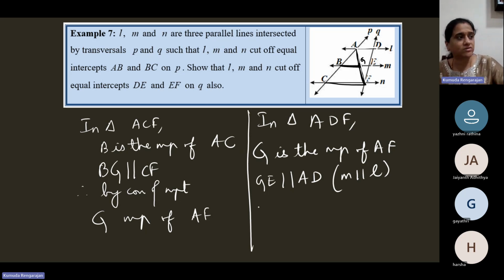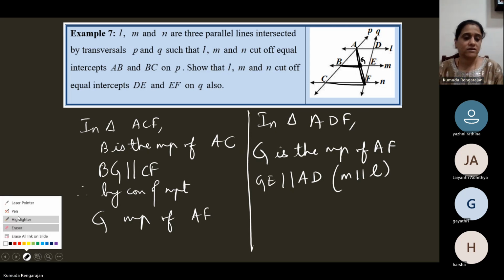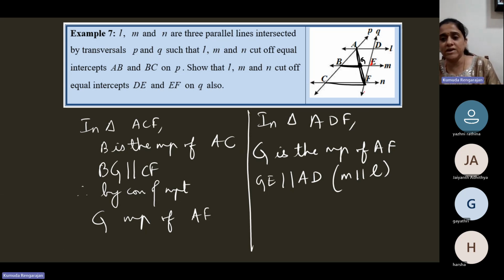Therefore, by converse of midpoint theorem, E is the midpoint of DF. So if E is the midpoint of DF, that means DE is equal to EF, which means the intercepts on the transversal Q are also equal. All right?